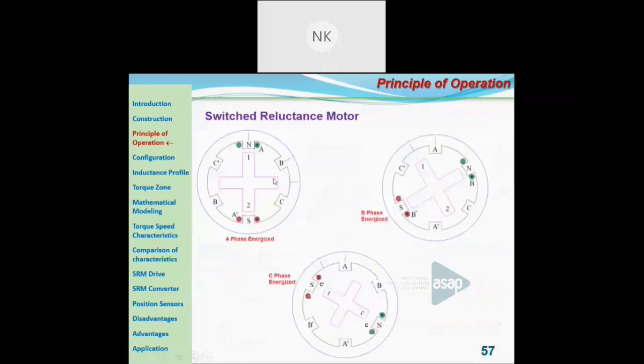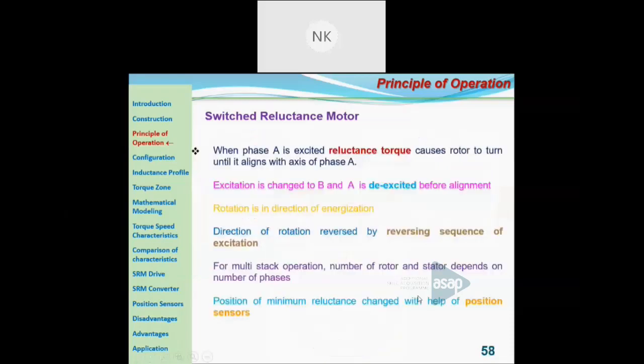Then you can see here, this N and S means the A phase is energized. And if B phase is energized, here you will be having north pole, here you will be having south pole. If it is south pole, here you will be having north pole. So B phase is energized. If it is C, you will be having north pole here and south pole here, south pole here and north pole here. So C phase can be energized.